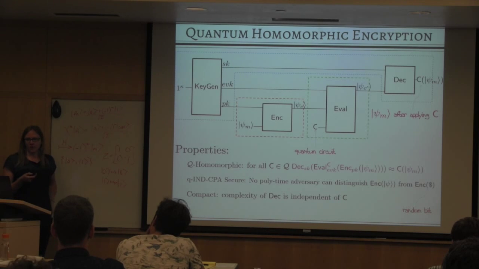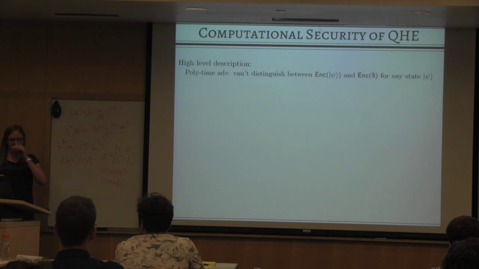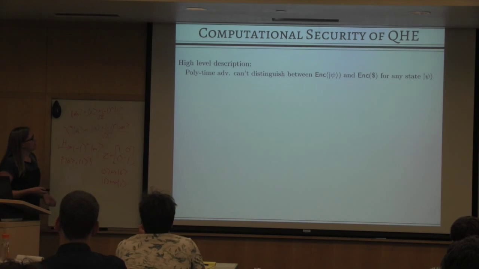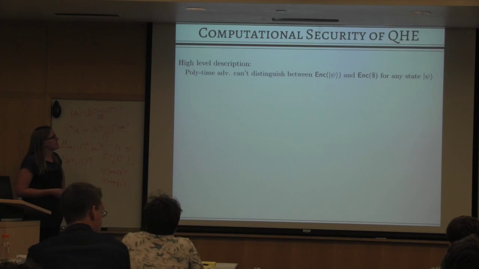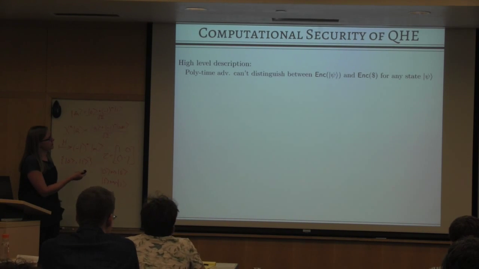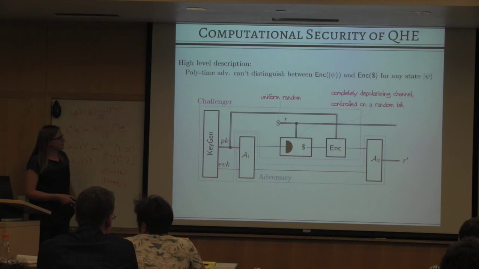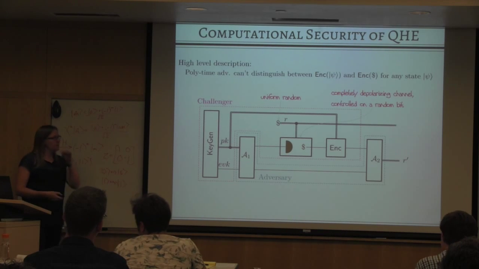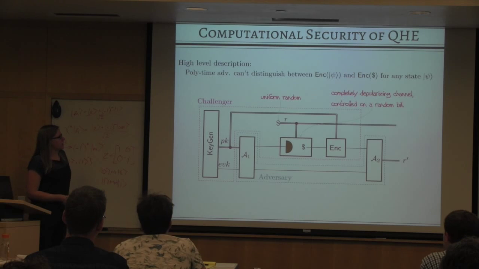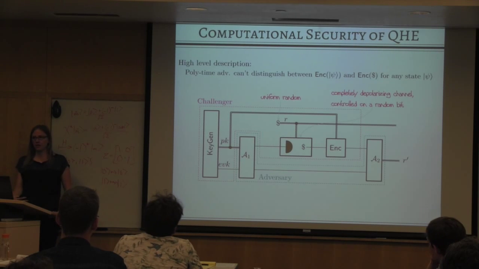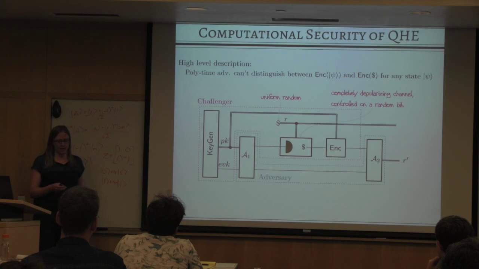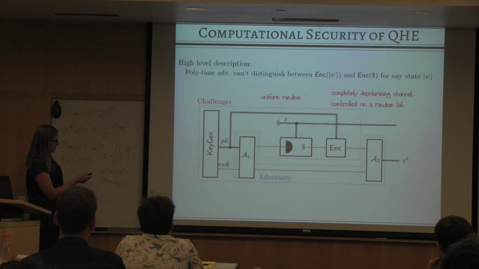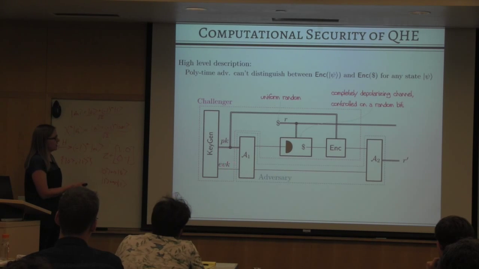Okay, so let me talk a bit about our definition of security, just very briefly. At a high level, we want to say that a polynomial time adversary can't distinguish between an encryption of some quantum state psi and a random bit. What this looks like is that we set up a sort of game that the adversary has to play with the challenger. The challenger's behavior is fixed, and we let the adversary do whatever they want to try to win this game. So the challenger generates keys and gives the adversary the encryption key and the evaluation key.